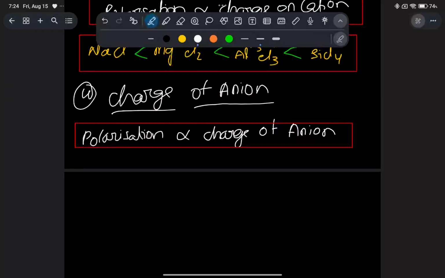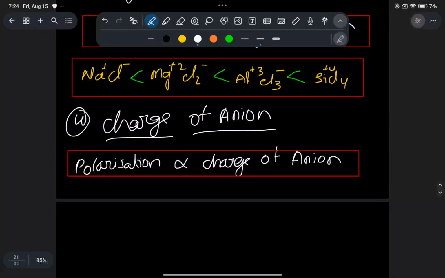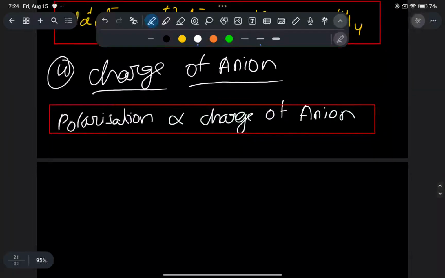So if anion charge increases, it means the number of electrons increases, extra electrons increase, and more polarization is needed for the combining. For a neutral atom there is no need for polarization, so less polarization. Okay, some examples are needed for this.